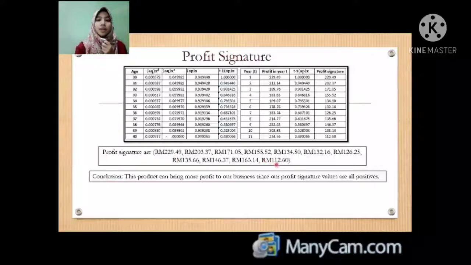Second step is to calculate our profit signature, and we will get RM229.49 up until RM112.60. So from this table, we can see that this product can bring more profit to our business since our profit signature values are all positive.